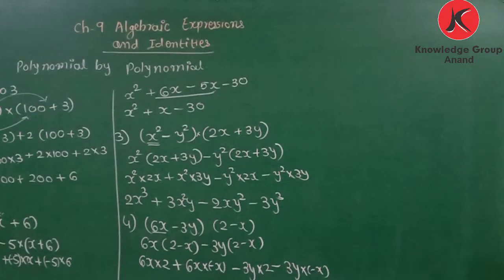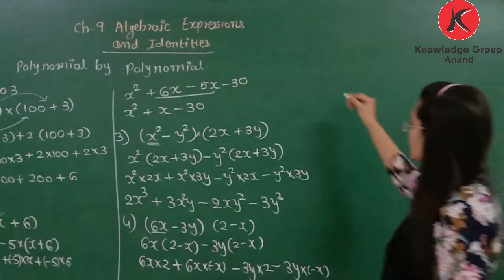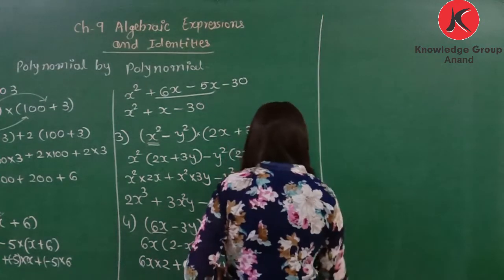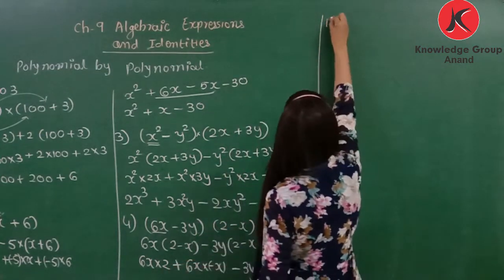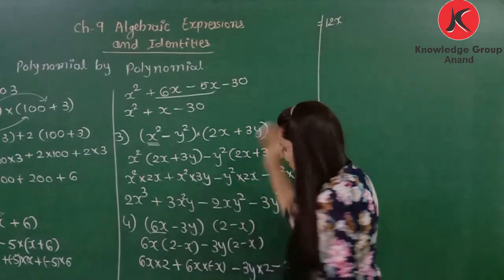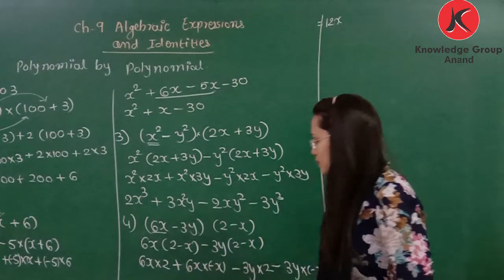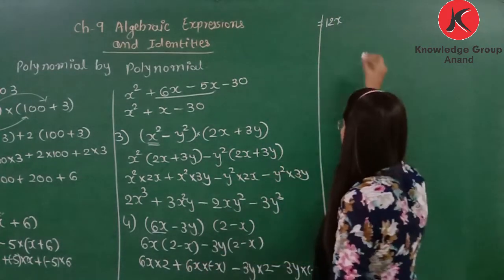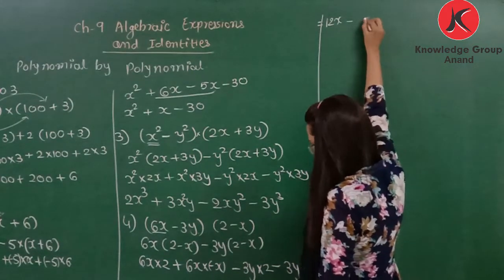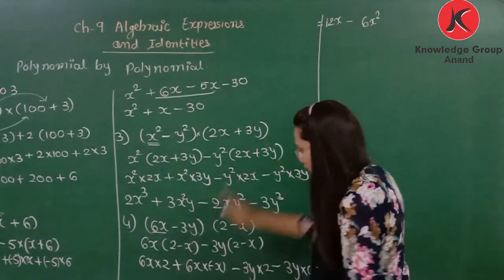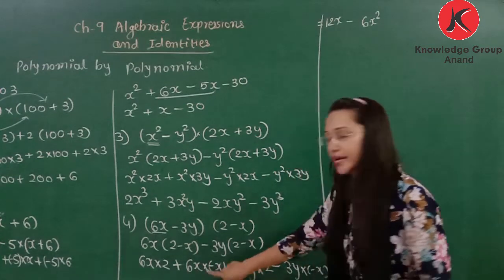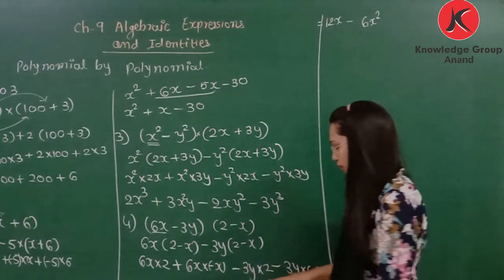Now 6x multiplied by 2 becomes 12x. So here we can write it is 12x plus 6x multiplied by minus x becomes minus 6x square. Here 6x multiplied by minus x becomes minus 6x square.